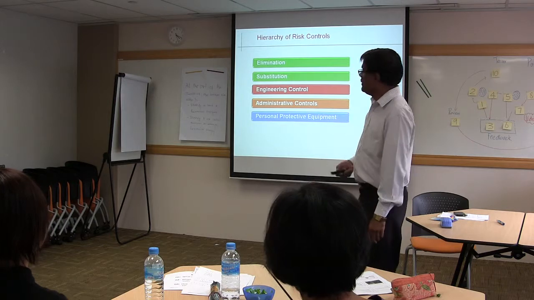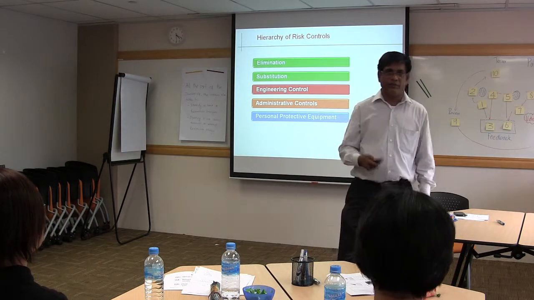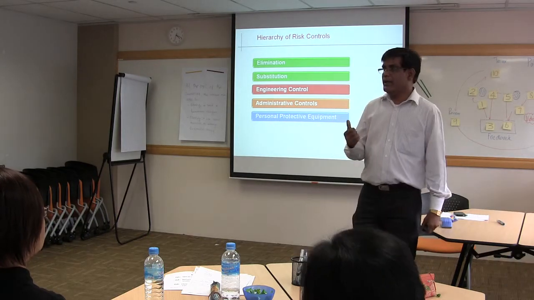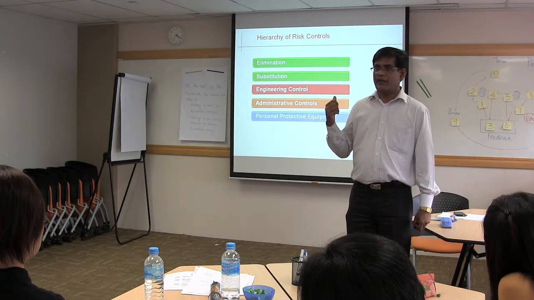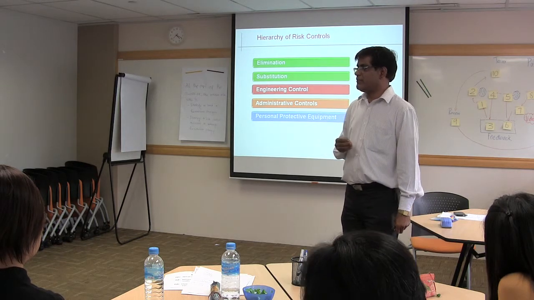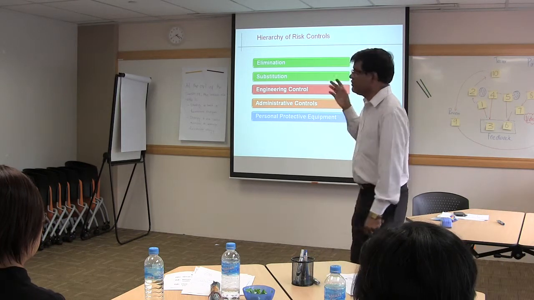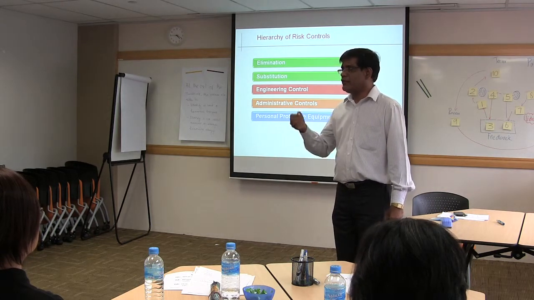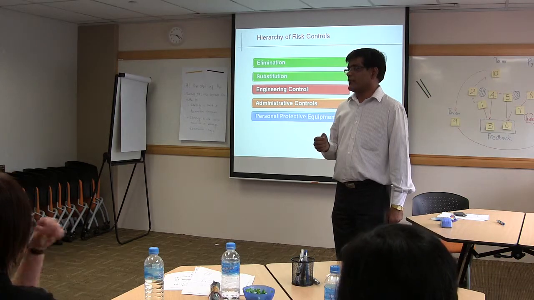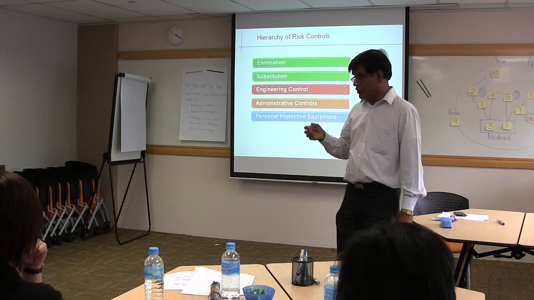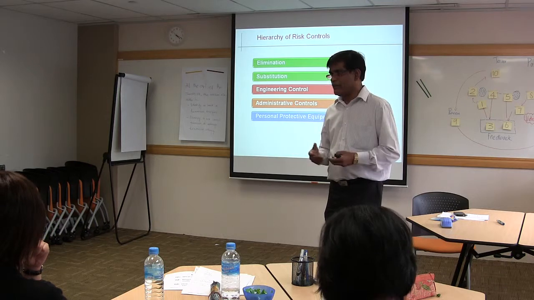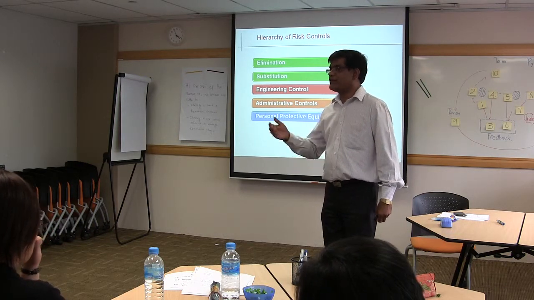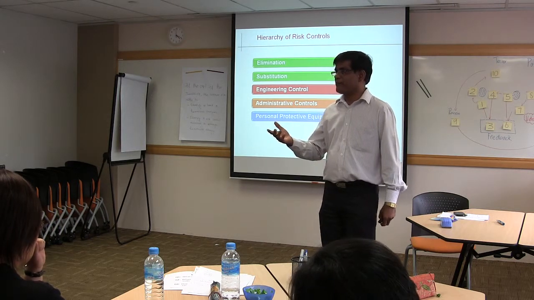So when you want to control the hazards, you're going to go for a strategy with five levels. Level one, you try to eliminate the hazards. Eliminate means don't do it, for example, don't use the chemical. If you need to get the job done, for example cleaning, then substitute with a less hazardous chemical.